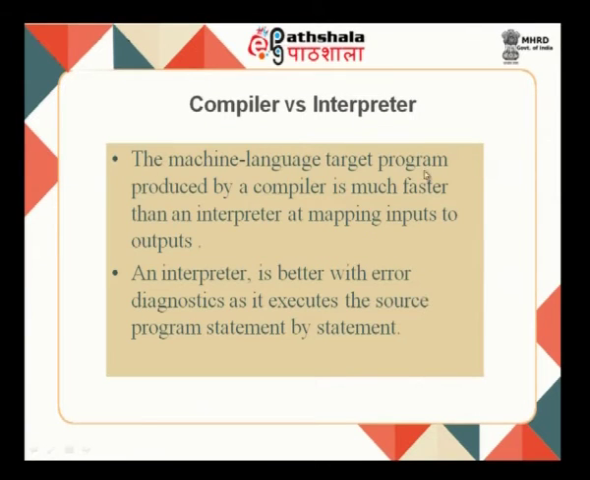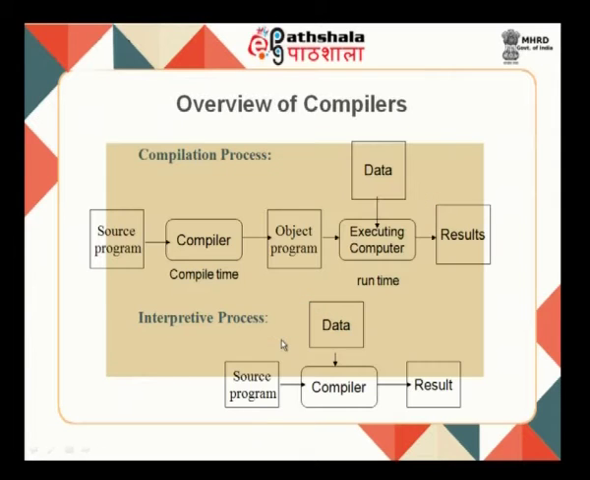The machine language target program produced by a compiler is much faster than an interpreter at mapping inputs to outputs. So, this is one of the fundamental advantages of having a compiler. An interpreter on the other hand is better with error diagnostics as it executes the source program statement by statement. So, with these understandings, we will just try to get to the overview of the compiler.